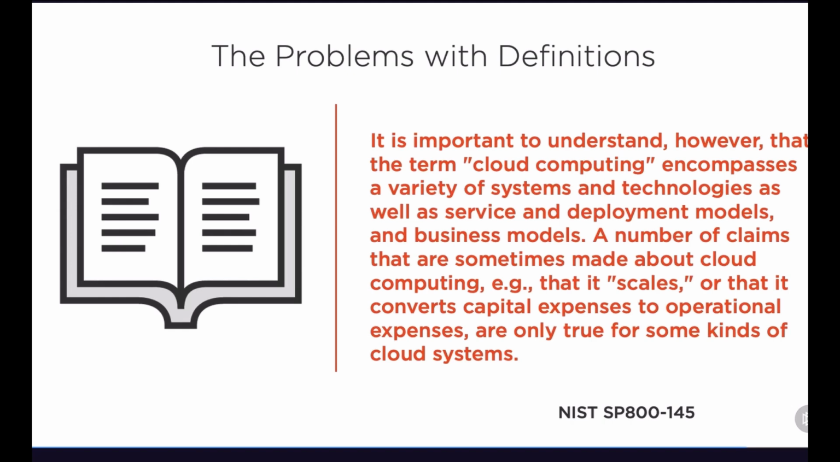A number of claims that are sometimes made about cloud computing, for example, that it scales or that it converts capital expenses to operational expenses, are only true for some kinds of cloud systems. So therefore, we see that the term cloud is very generic and actually refers to many different deployments. We also see that each vendor can kind of define cloud computing in their own way. So one of the things we're going to try to do in this course is look at things from a more generic type of perspective rather than how any one cloud provider actually provides service.